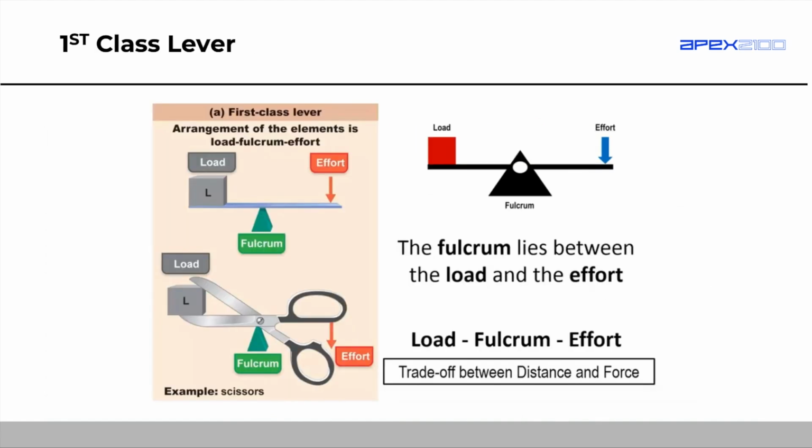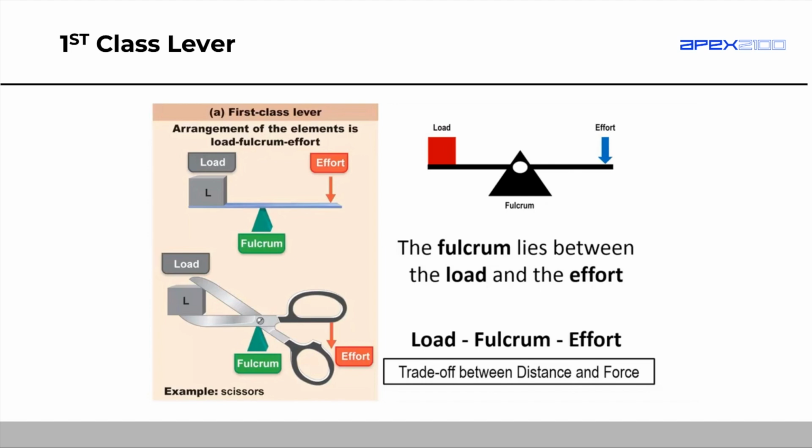So, first class levers. In a first class lever, the fulcrum lies between the load and the effort. So in a first class lever, the fulcrum's in the middle. That's how we know it's a first class, because the fulcrum is in the middle. It doesn't matter which side the load and the effort are on, as long as the fulcrum's in the middle, it means it's a first class lever. So we can see in our pictures here, we've got this seesaw example. We've got the load on one side, fulcrum in the middle, effort on the other side, making this a first class lever. And you can see I've written there that there's a trade-off between distance and force.